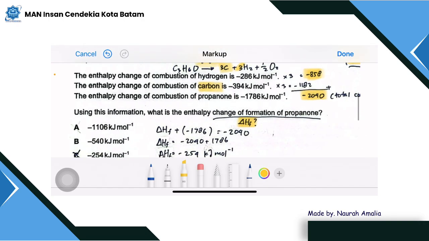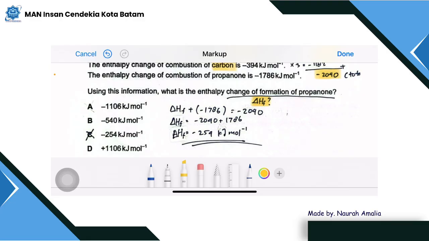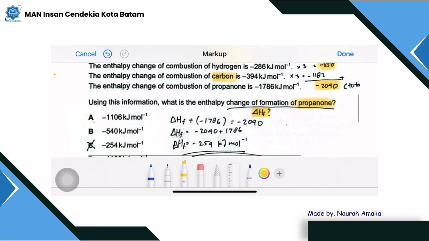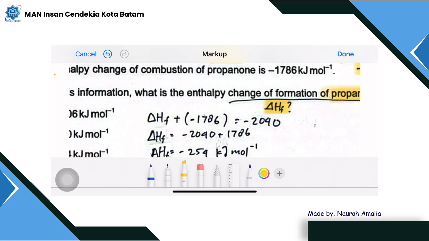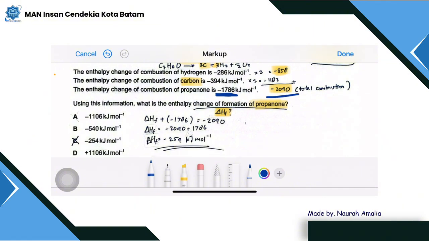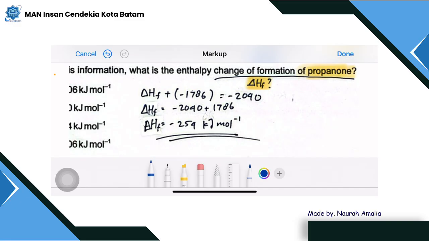2040. And then to determine, the formula is delta H f for the enthalpy change of formation plus, because the question asked for propane, we add the enthalpy change of combustion of propane, which means minus 1786, this, and we result from the total combustion before this, and we need to get the enthalpy change of formation, so we move the minus 1786 to the right side.